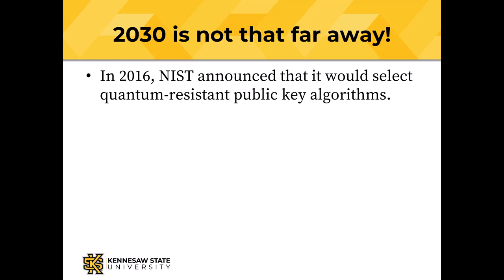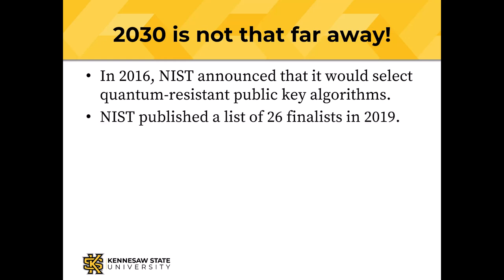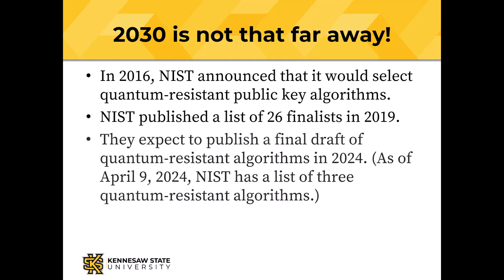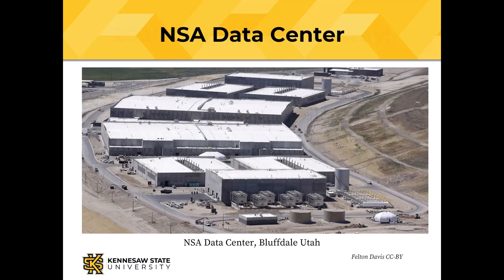Back in 2016, that same National Institute of Standards and Technology said they're going to hold this contest and select some quantum-resistant public key algorithms. They published a list of 26 finalists in 2019. They expect to have a final draft this year. As of April 9th, which is the last time I checked, they had a list of three algorithms that are quantum-resistant. Those are public key encryption algorithms that are quantum-resistant. And they are based on elliptic curve encryption.